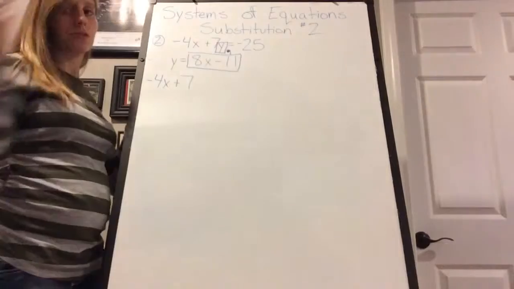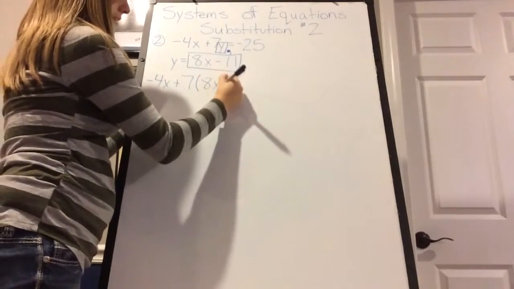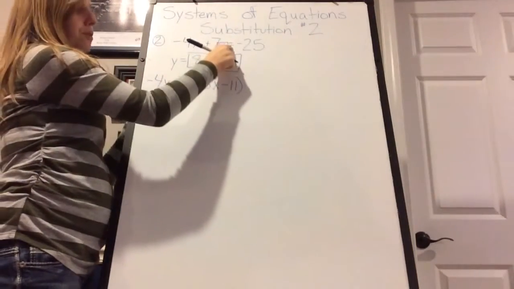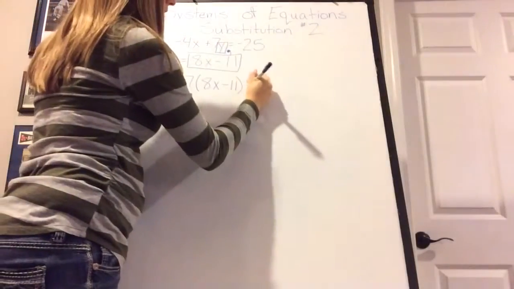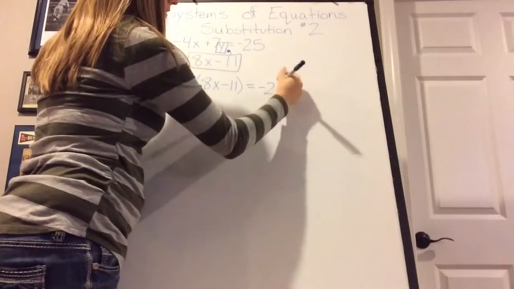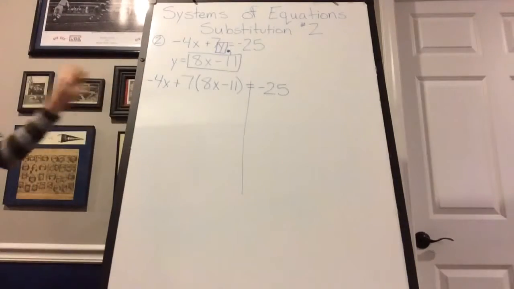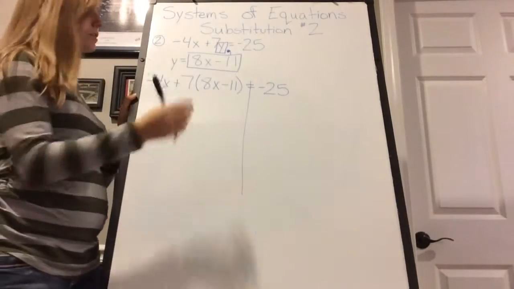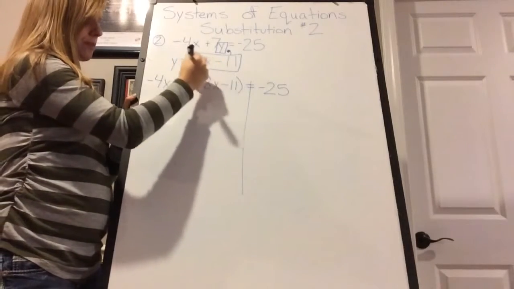I'm going to take out the y, and in parentheses, I'm going to put 8x minus 11 in its place. After the y, everything stays the same. The equal sign just comes down, so does the negative 25. So the only part I changed here is the y. Take out y, put what it's equal to in its place. And then I solve for x. So I need to get rid of this parentheses. So I do the distributive property.